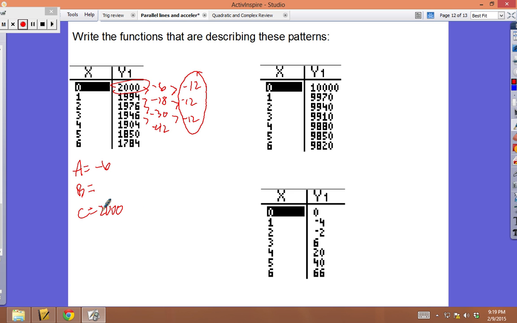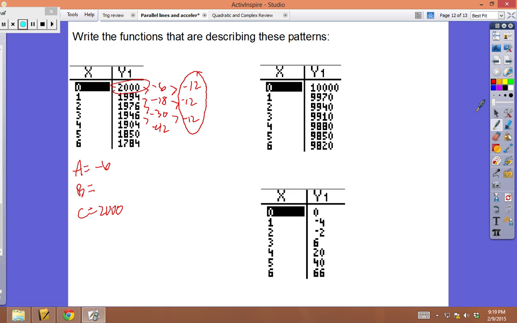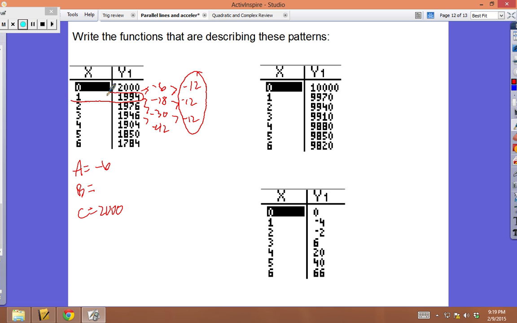If you know A and C, then choose an ordered pair. I'm always going to choose 1. Let X be 1. You can't choose 0. 0 is the easiest to work with, but it's not going to get you anywhere. So don't choose 0. Let X be 1. So here's what I know now: X is 1 and Y is 1994. So this is an X, this is a Y. Your model is Y equals AX squared plus BX plus C.